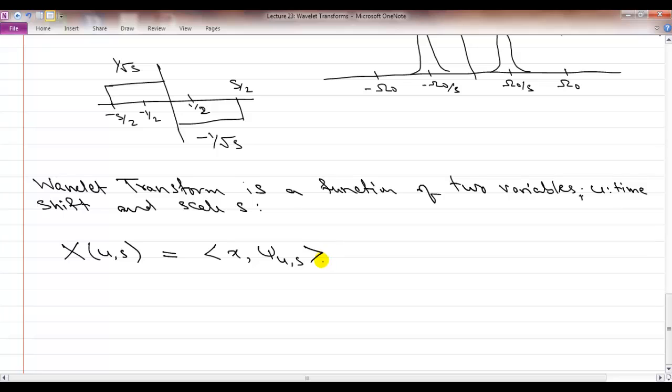We have done what the inner product on L2R is defined as. That's just the integral from minus infinity to infinity of x of t, times 1 over square root of s, psi conjugate of t minus u over s, dt.